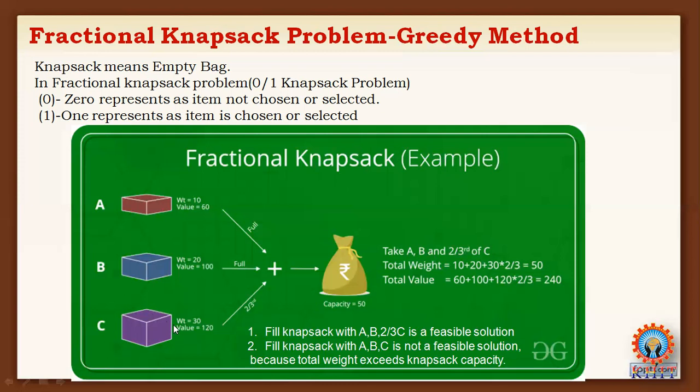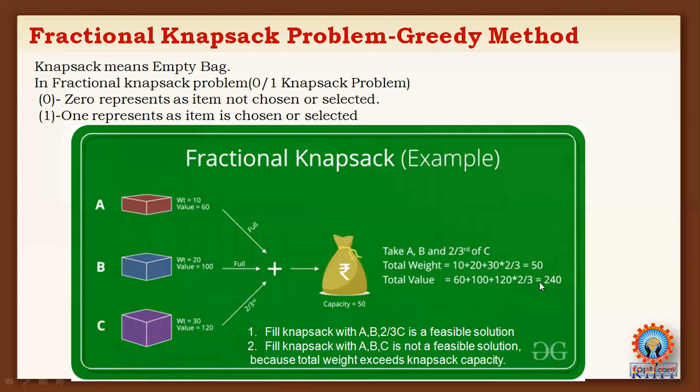The item is to be broken down into some number of pieces. Here you can select two-thirds of this item C. That means the weight is two-thirds of 30, and the total weight is 50. That means it satisfies the condition of less than or equal to 50. And the total profit you can gain by following this approach is 240.